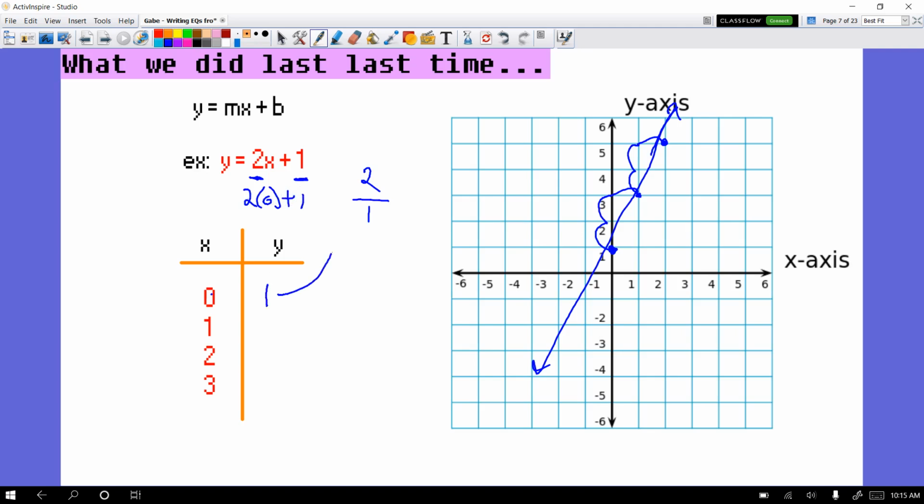which is 0 plus 1 is 1. And then I would say, hey, look, that's our y-intercept. Whenever x is 0, that's your y-intercept. And then 2 times 1 plus 1, which is 3. And I go, hey, look, that's increasing by 2. Look, there's our slope. It's plus 2.